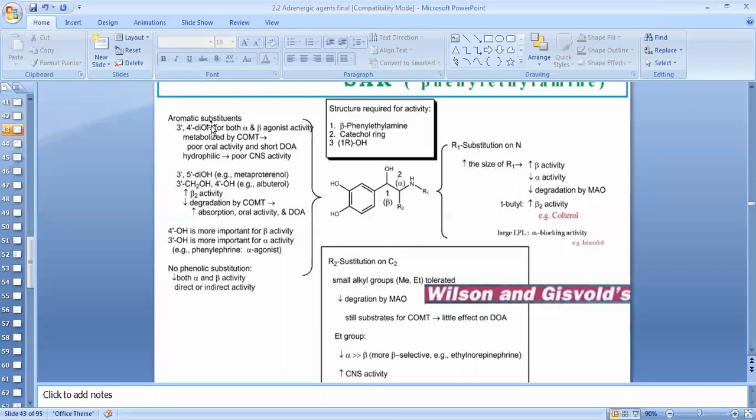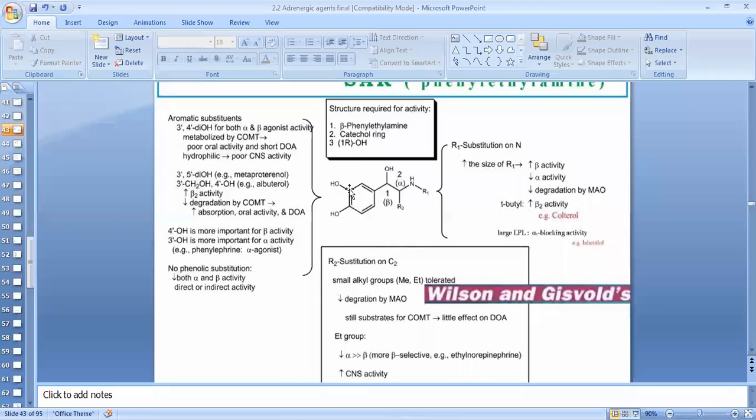Now, aromatic substitution, that is the presence of the 3,4-dihydroxyl group, will give both alpha and beta agonist activity. It means the presence of both hydroxyl groups will give both activities, alpha and beta agonist activity. This particular ring is metabolized by the catechol O-methyl transferase enzyme, with poor oral availability or poor oral activity and short dopaminergic activity, hydrophilic and poor CNS activity.